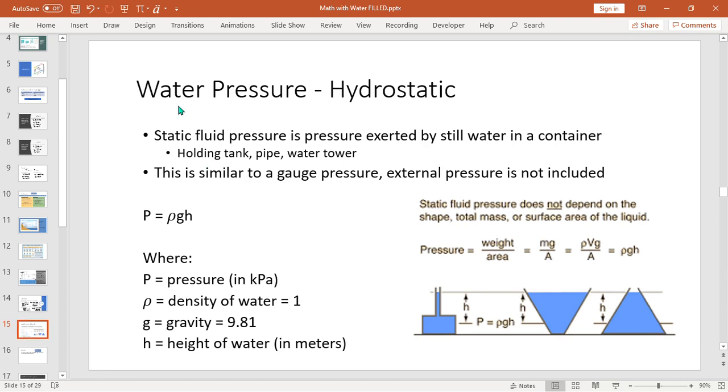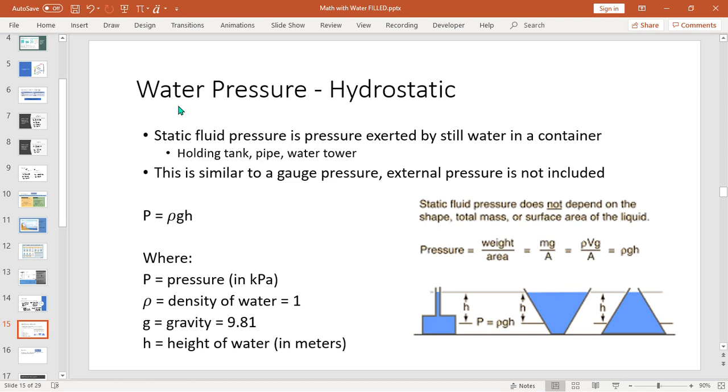So we're going to get into a bit of extra stuff, which is talking about the water pressure. When I talk about hydrostatic water pressure, that is a pressure from water in a container. So we're thinking about things like holding tanks, pipes, water towers. So this is a type of gauge pressure. We're not including the atmospheric pressure in this or any external pressure in this.